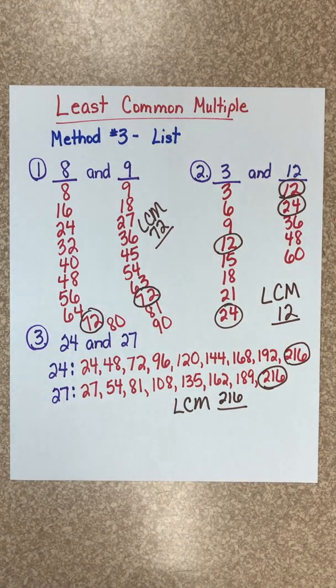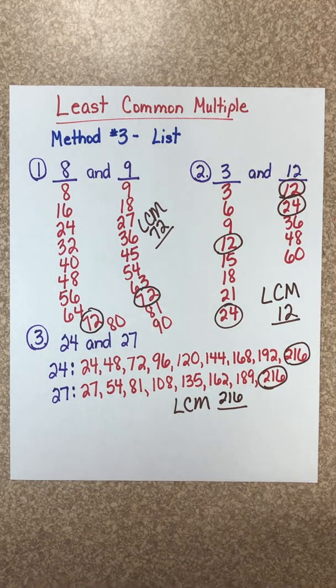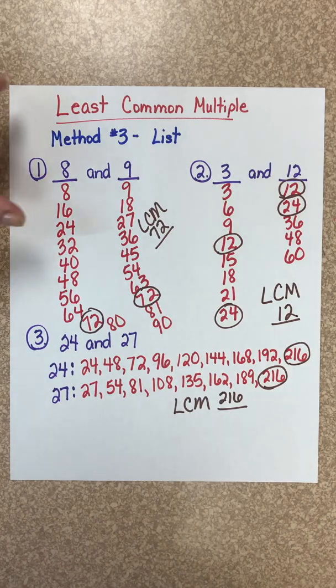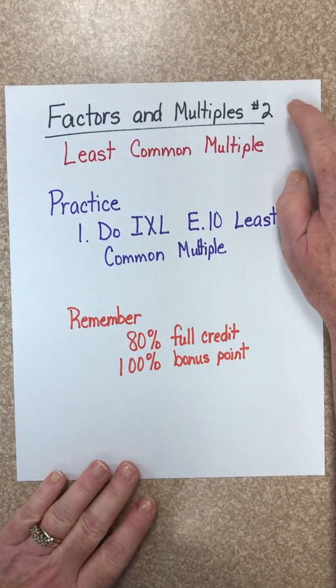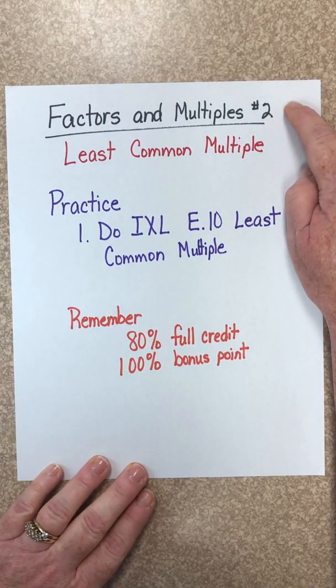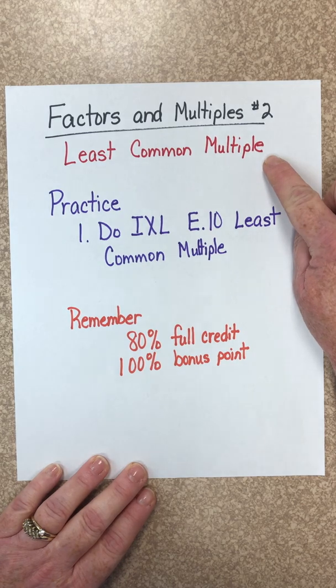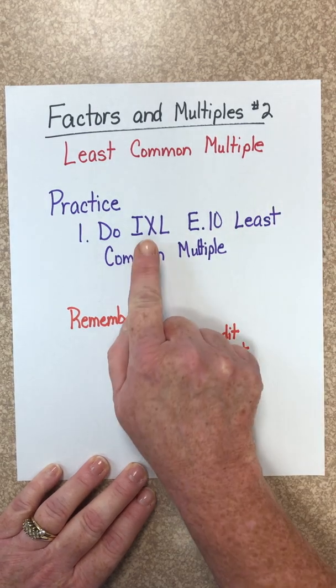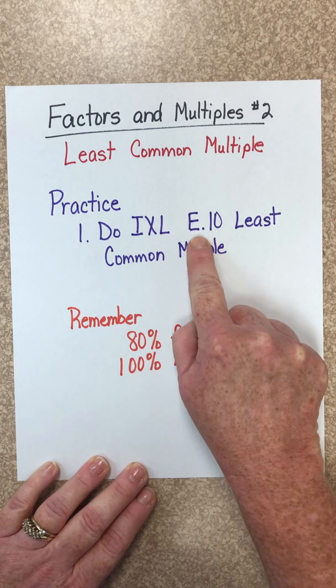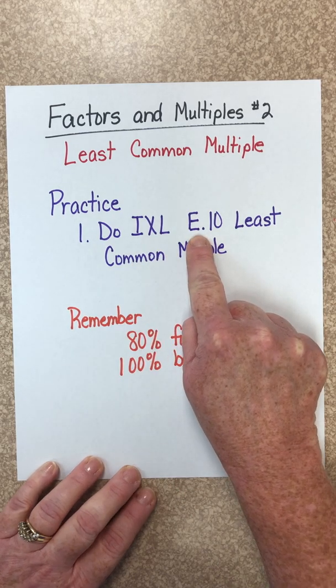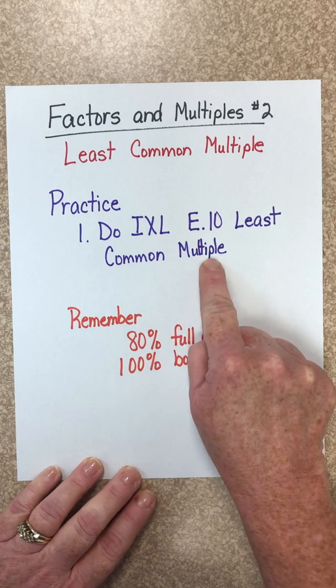Okay, so I showed you three methods: tree diagram, cake, and list. You need to decide which method is best for you so that you can practice. And so here's the practice I'd like for you to do. Again, this is the second video for factors and multiples. We're focusing on least common multiple. And the practice I want you to do is IXL, 6th grade, E.10, and you should see the words least common multiple.